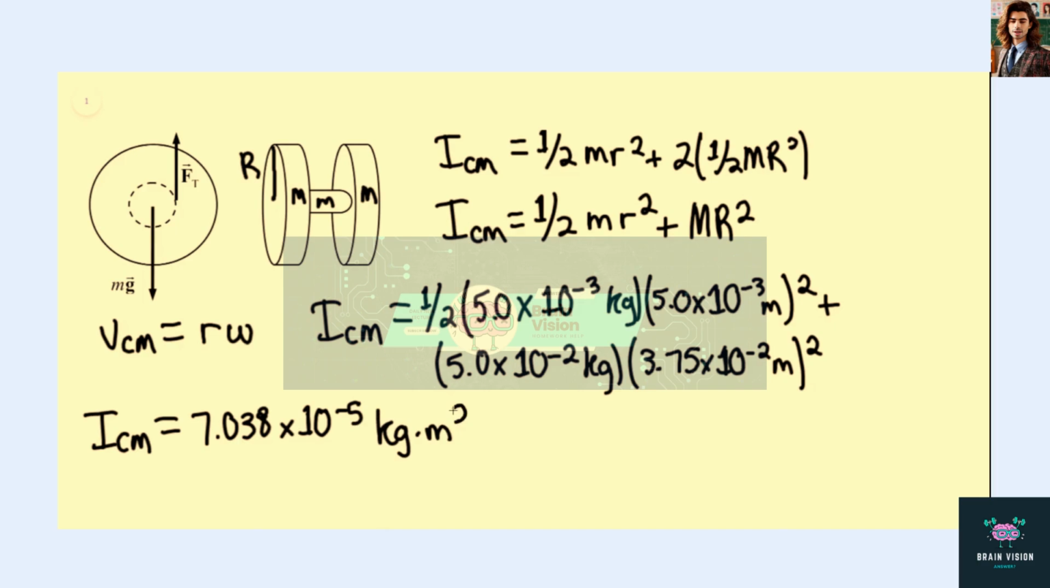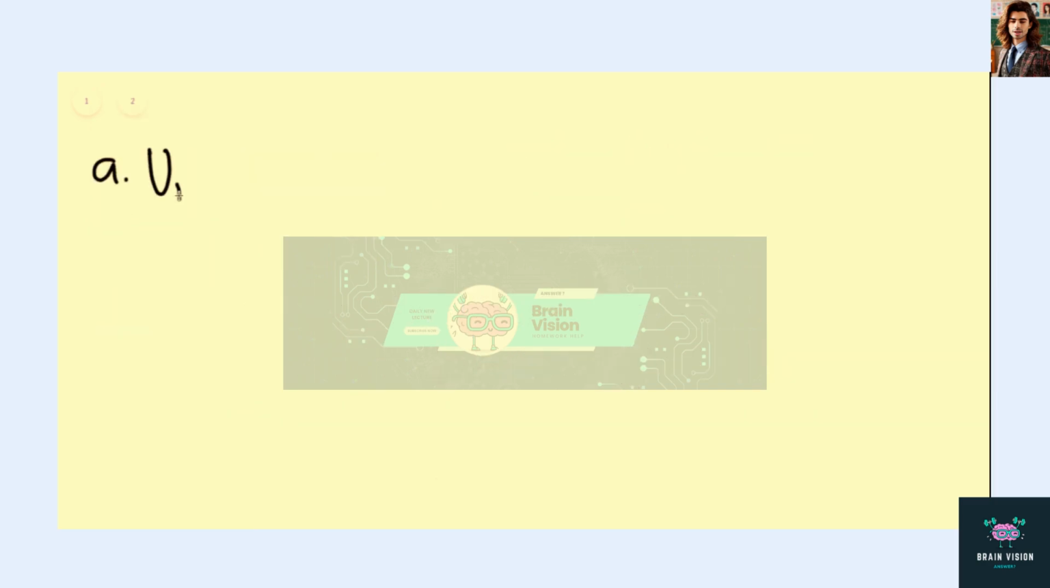kilograms meters squared. Now, we know that the total mass m equals the mass of the inner hub plus 2 times the mass of the outer disks. And so this equals 0.105 kilograms. And so we can then apply the conservation of mechanical energy. For part A, the potential energy initial will be equal to the kinetic energy final.